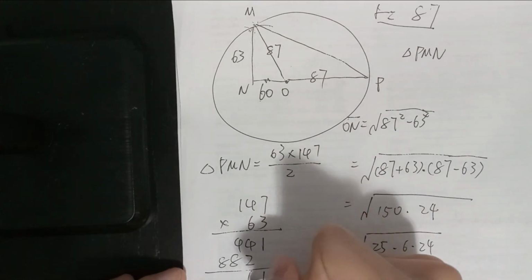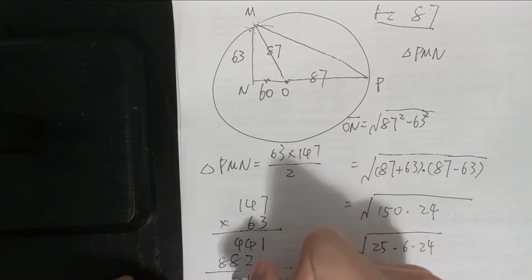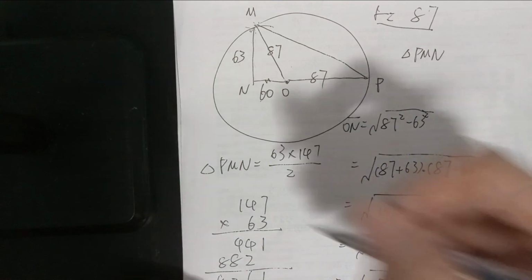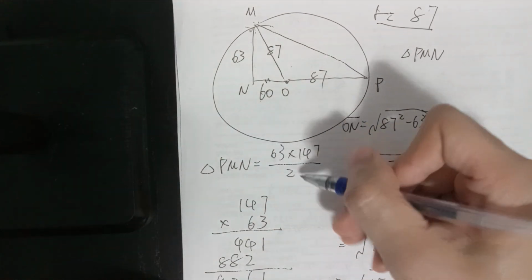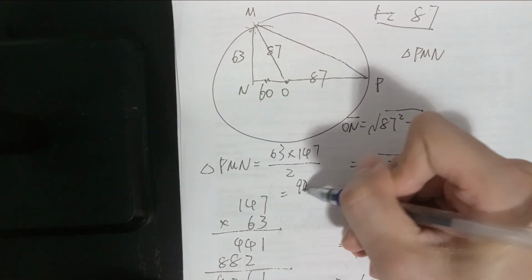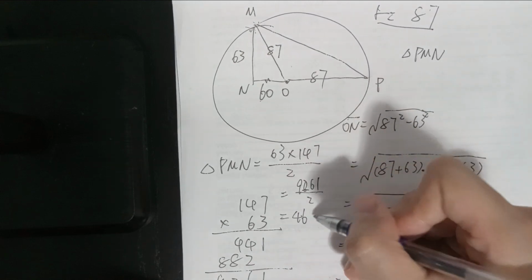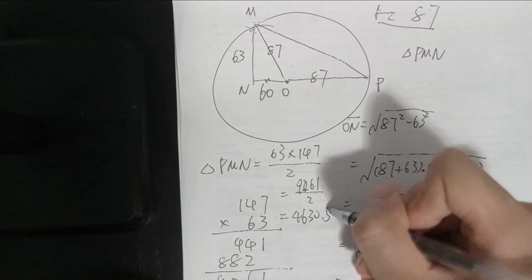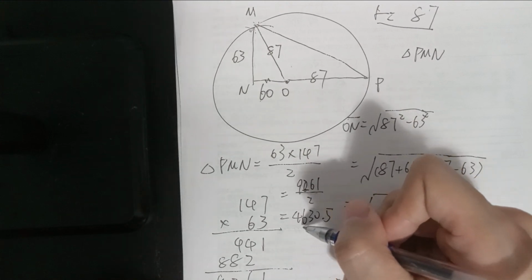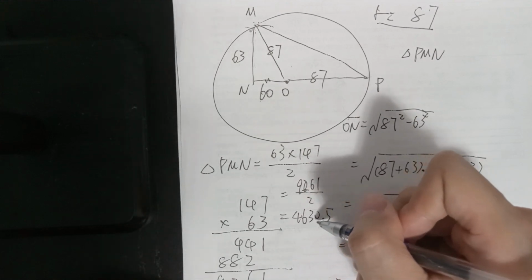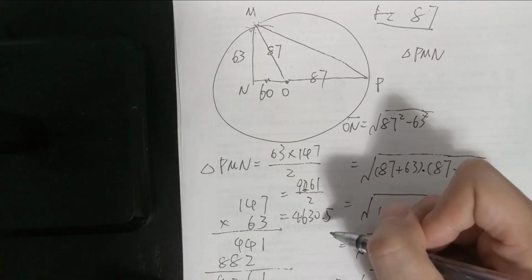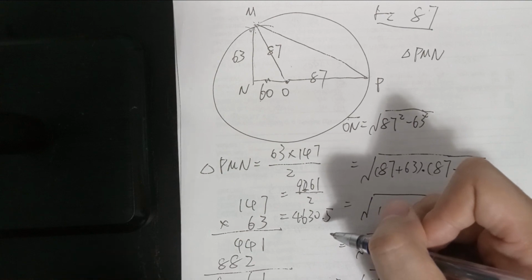Here is 16 or something. This is 9261. So this number would be 9261 divided by 2, which gives 4,630.5, which is choice D.